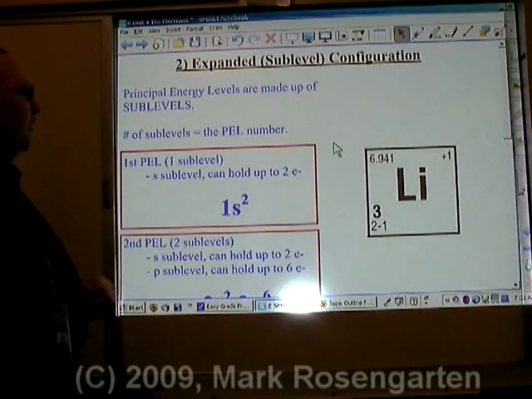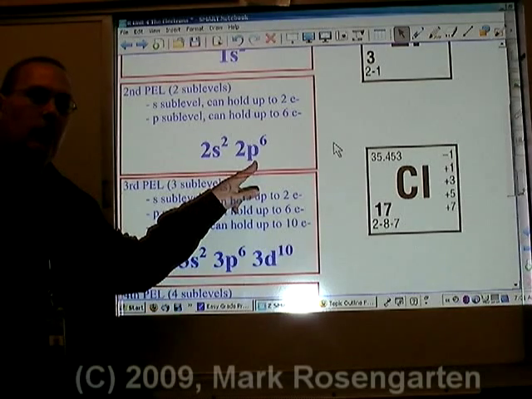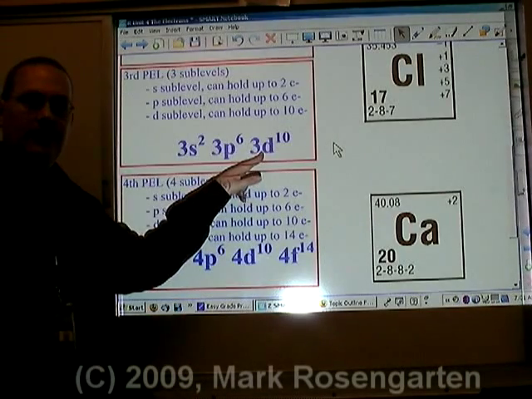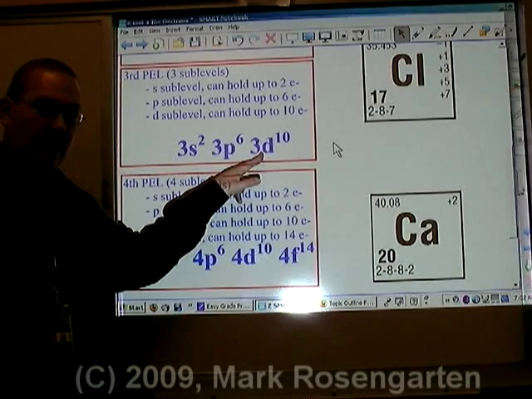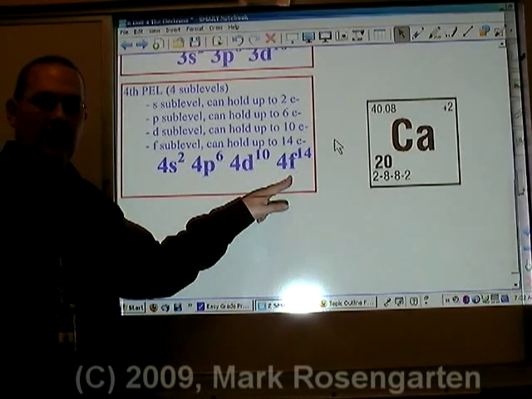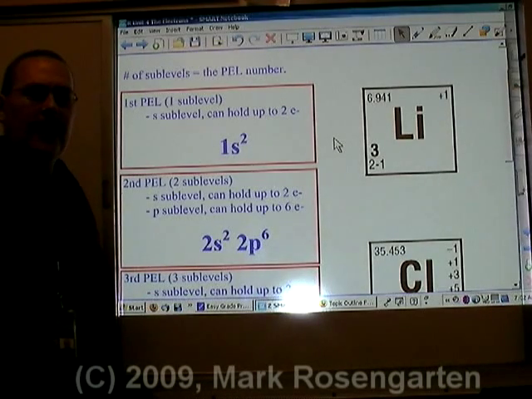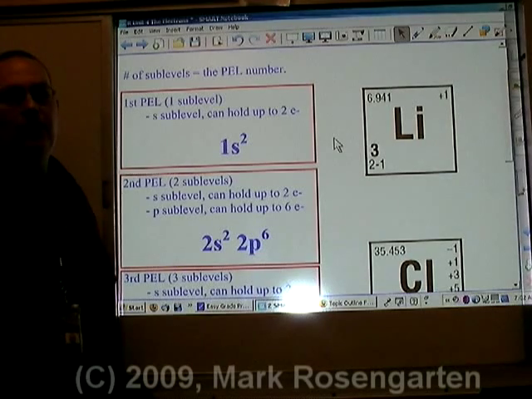The S sublevel, which can hold up to 2 electrons, the P sublevel, which can hold up to 6 electrons, the D sublevel, which can hold up to 10 electrons, and the F sublevel that can hold up to 14 electrons. The number of sublevels that any energy level can have is equal to the principal energy level number.